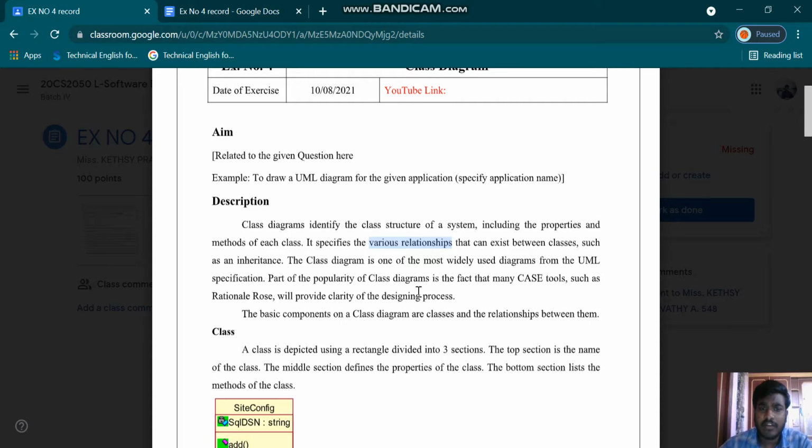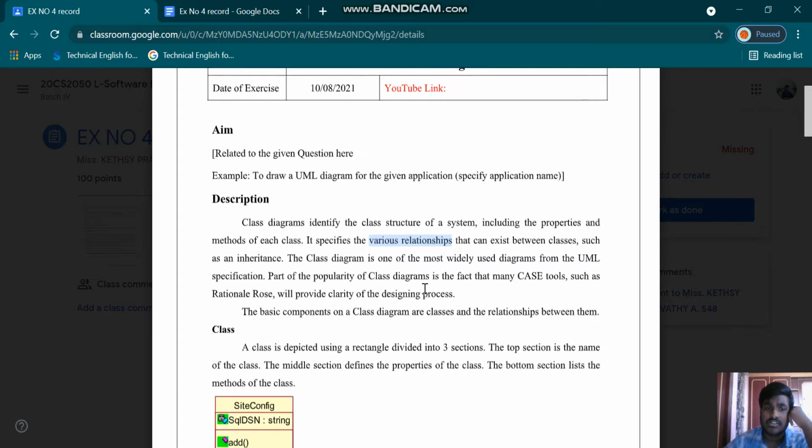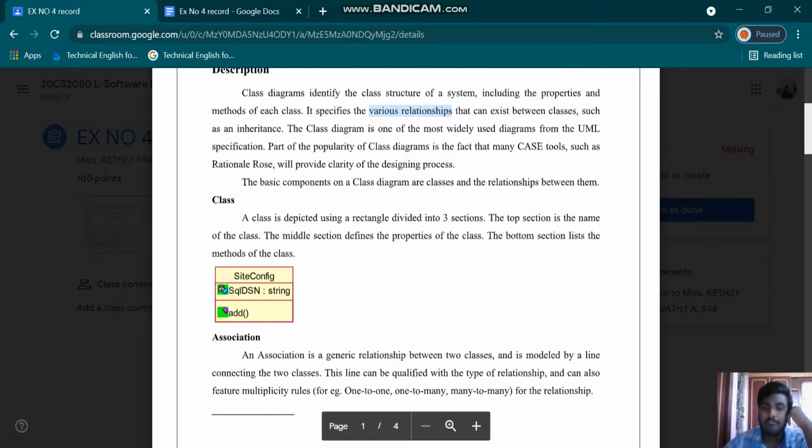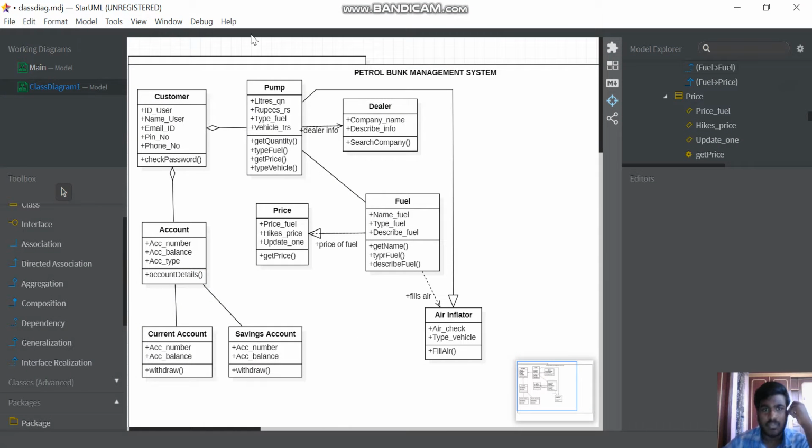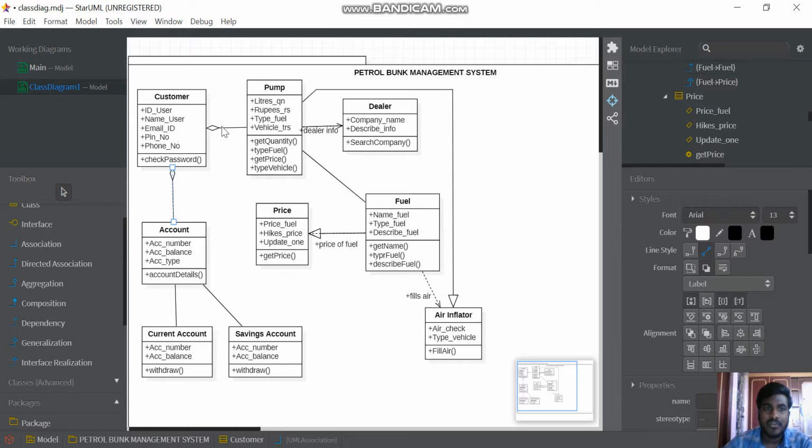Part of the popularity of class diagrams is the fact that many CASE tools such as Rational Rose provide clarity in the designing process. I will explain this diagram. This is a class diagram. This box is a class, and the heading you are giving here is the class name. Here I have given Customer, for my project, the Petrol Bunk Management System.